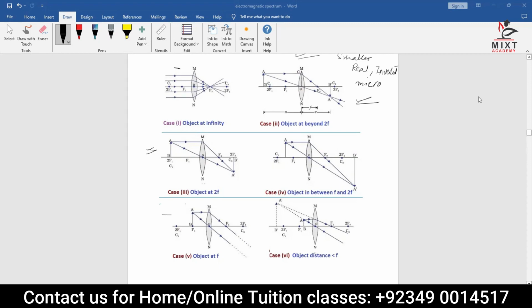So the convex lens is thick from the center and thin from the edge, and the concave lens is just the opposite. You can say thick from the edges and thin from the center. Absolutely right. This is for the construction. As far as the image formation is concerned, who makes most of the images real and inverted, and who makes virtual and erect images?